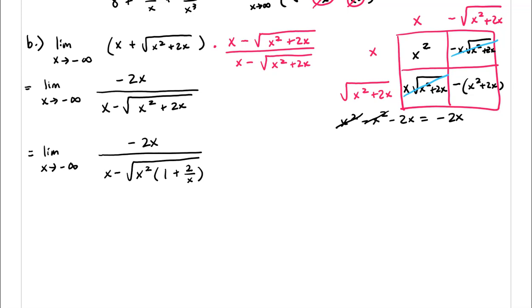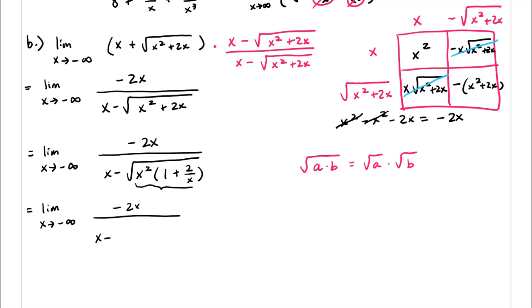And you might be asking, why are we factoring out x squared instead of x? Because x is the greatest common factor in the radicand. And the reason that we're factoring out x squared is because we want to use the square root property that says the square root of a times b is equal to the square root of a times the square root of b. So I'm going to split this up into two different square roots. Now we have the limit as x approaches negative infinity of negative 2x over x minus the square root of x squared times the square root of 1 plus 2 over x.